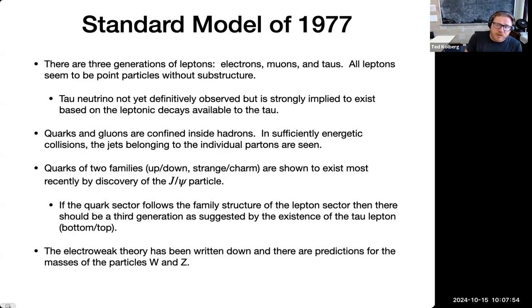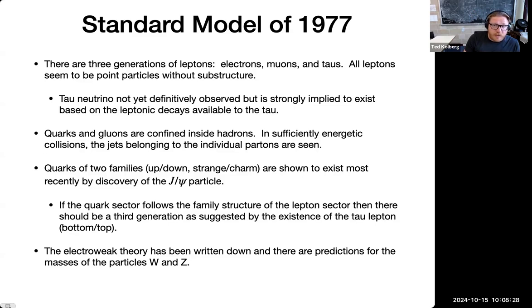Because of confinement, we don't see the quarks or gluons by themselves, but we can see these highly collimated sprays of particles coming out of sufficiently energetic collisions, talking here about electron-positron collisions at about 30 GeV in the center of mass. That's sufficiently energetic that you see these highly collimated jets, both 2 jet events, which are taken to be quark anti-quark production, as well as 3 jet events, which are taken to be quark anti-quark production with the radiation of a high energy gluon.